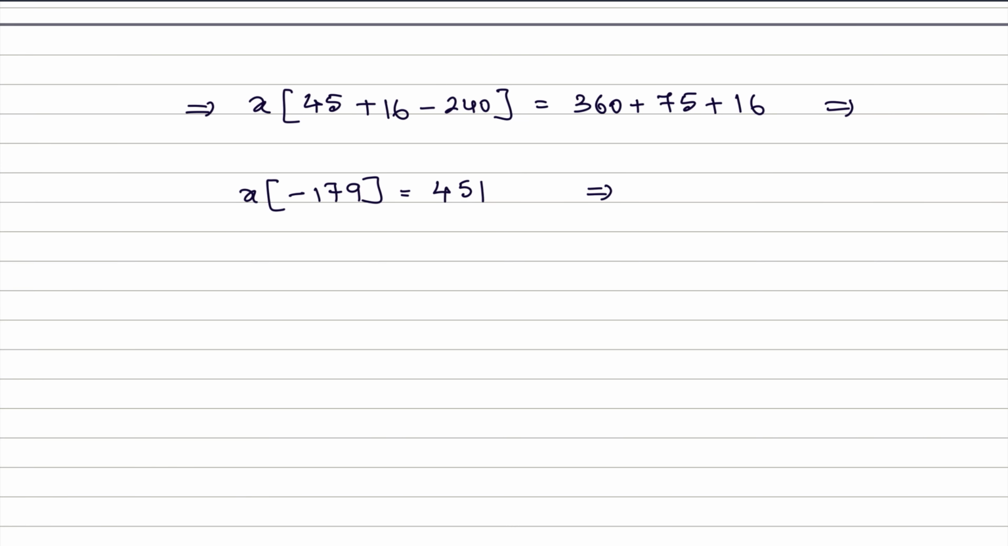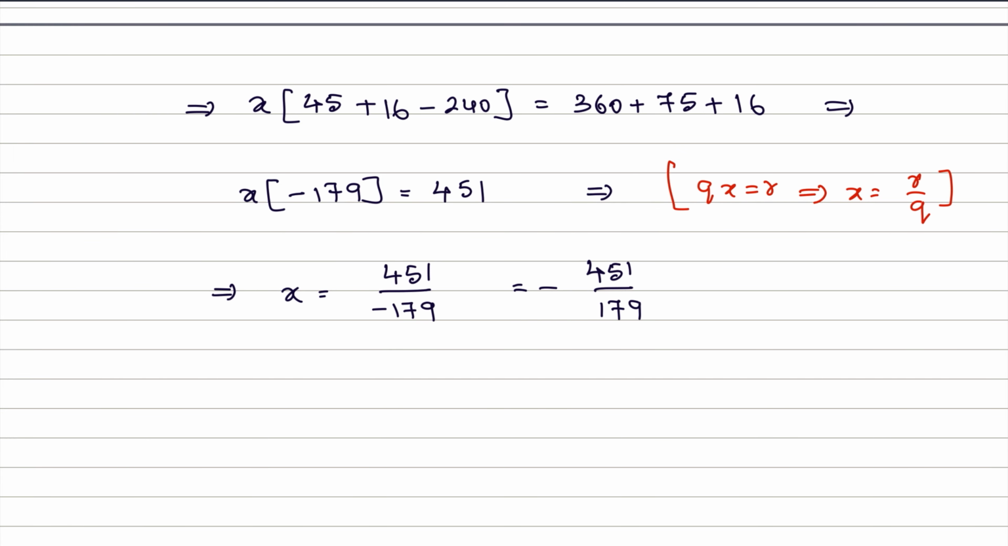That implies it is in the form I told you. Qx is equal to R implies x is equal to R by Q. Remember that. That implies, please remember, I have told you, 451 by minus 179. Plus by minus: when a positive number is divided by a negative number, the answer is negative. Minus 451 by 179.